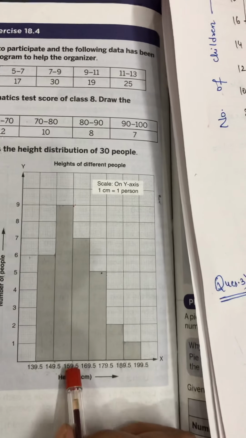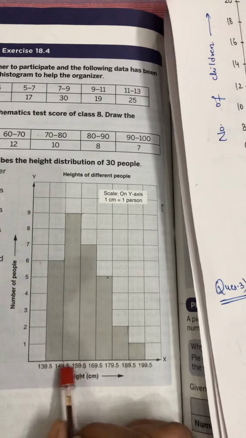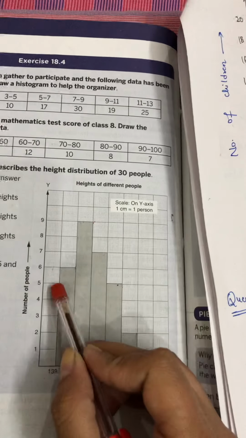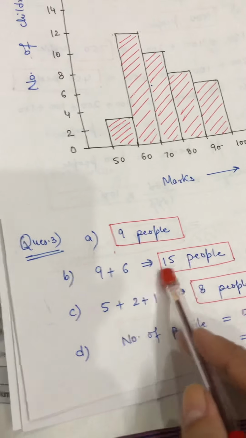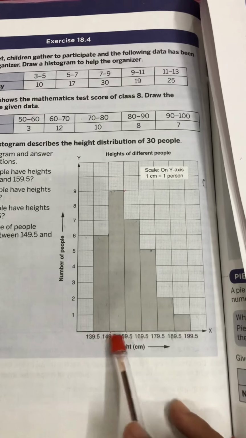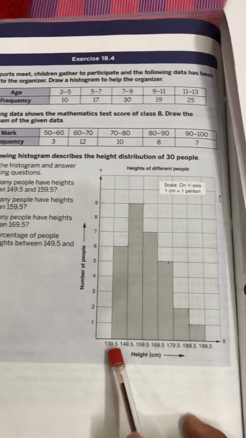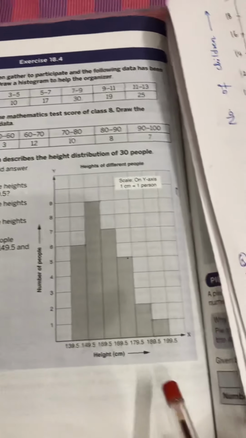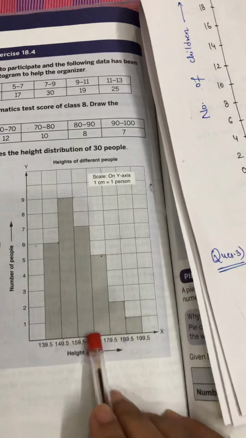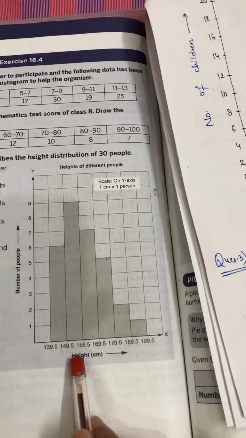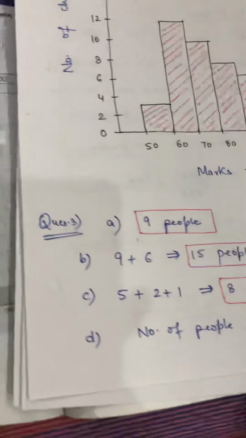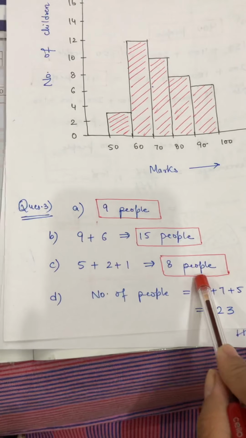Next, how many people have heights less than 159.5? 159.5 is here. Lesser than this, this is 6 and this is 9. So 6 plus 9 is 15. So 15 people have height lesser than 159.5. How many people have heights more than 169.5? More than 169.5 means on the right side. So this is 5 plus 2 plus 1, that is 8 people.